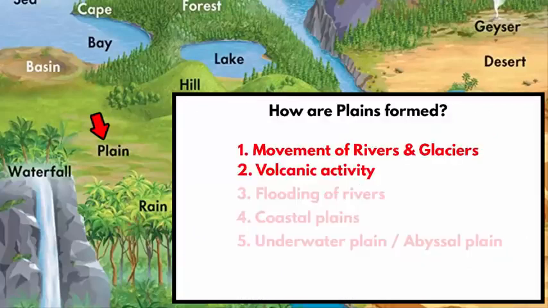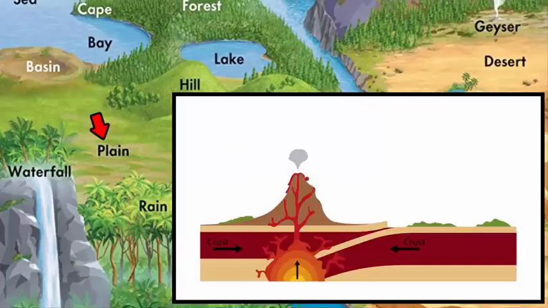Even volcanic activity can also form plains. When lava flows out of a volcano, it spreads across the land. The color of the soil is mostly dark colored mineral called basalt. Even this soil gets broken down into tiny particles over millions of years. And that is how, due to volcanic activity, plains are formed.